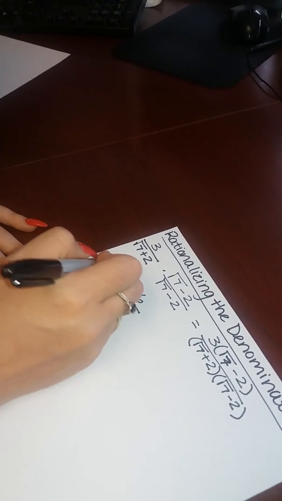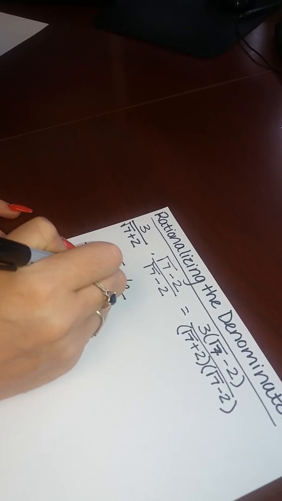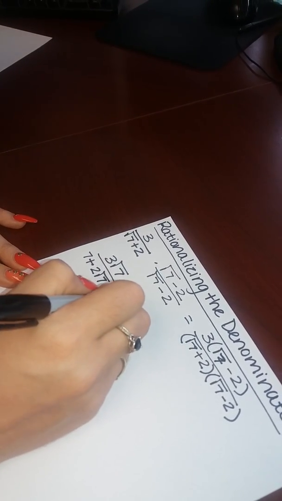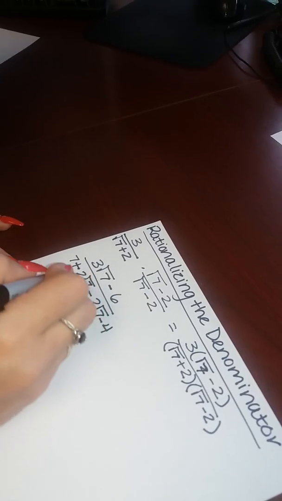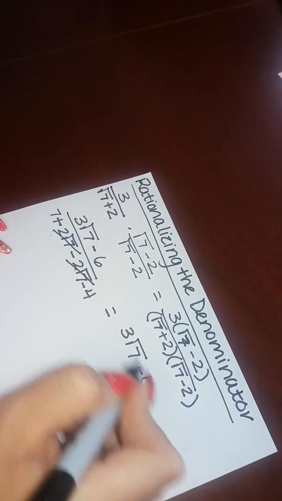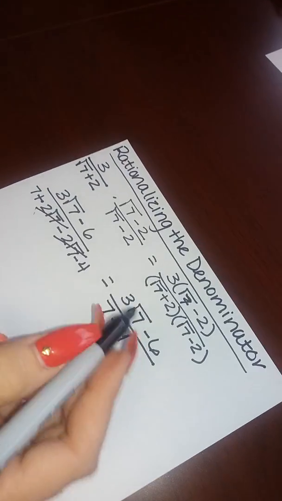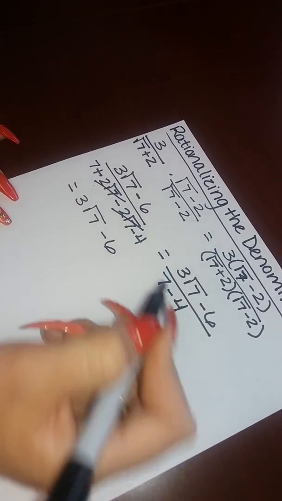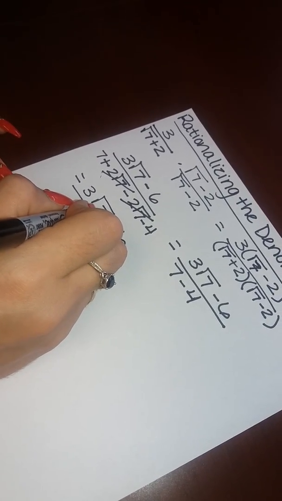7 plus 2 radical 7 minus 2 radical 7 minus 4. Again, these terms cancel, and you end up with 3 radical 7 minus 6 over 7 minus 4, which simplifies more into 3 radical 7 minus 6, and 7 minus 4 is 3.